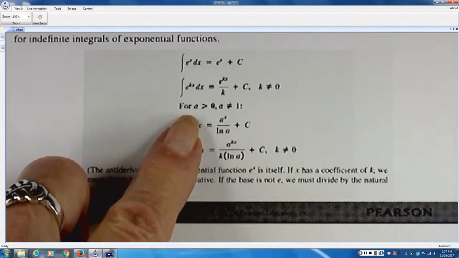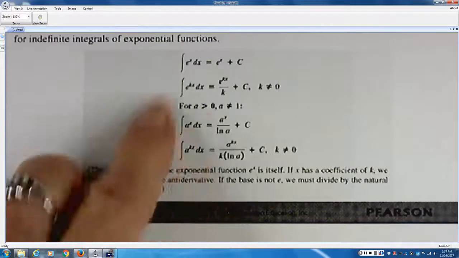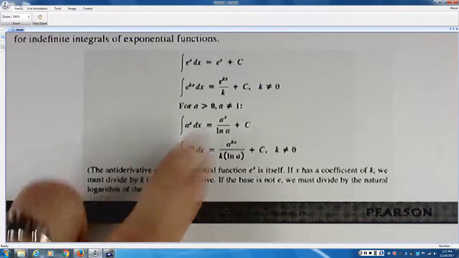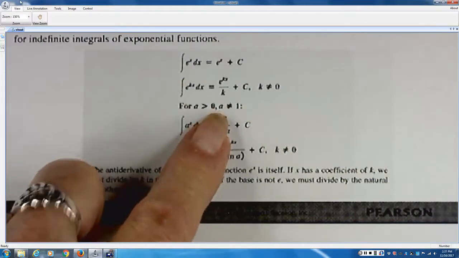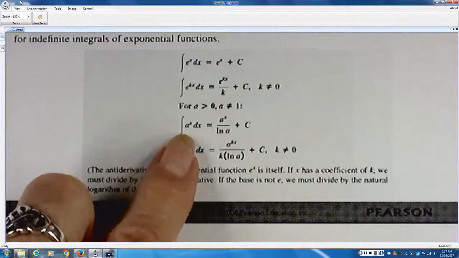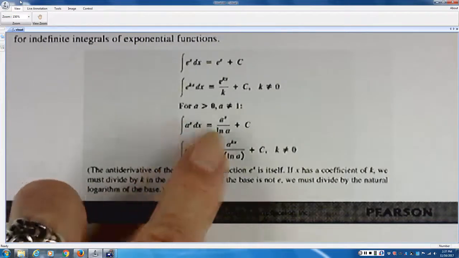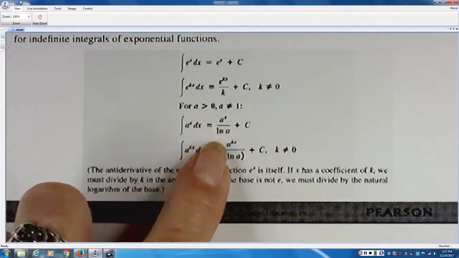But the only hitch is, on the next of these, a cannot be negative. It has to be greater than 0. It has to be positive. And a can't be 1. So if you have, rather than e for the base, a to the x, then the antiderivative is a to the x over the natural log of a.